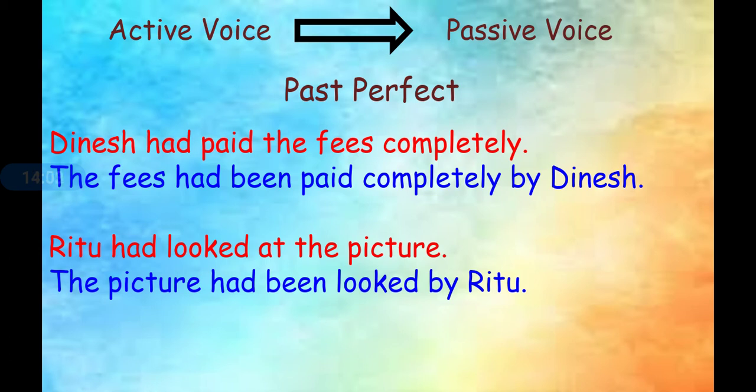Here, Ritu is the subject and the picture is the object. And while converting it into passive voice, we have to make the picture as subject. The picture had been looked by Ritu. So after had we have to use been and we have to use past participle form of the verb which is given in the sentence to convert it into passive voice.